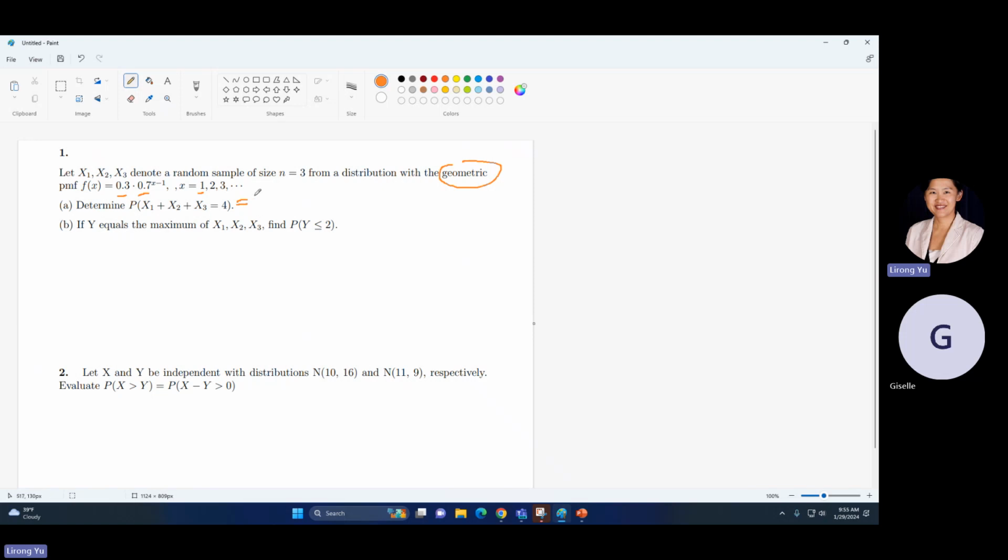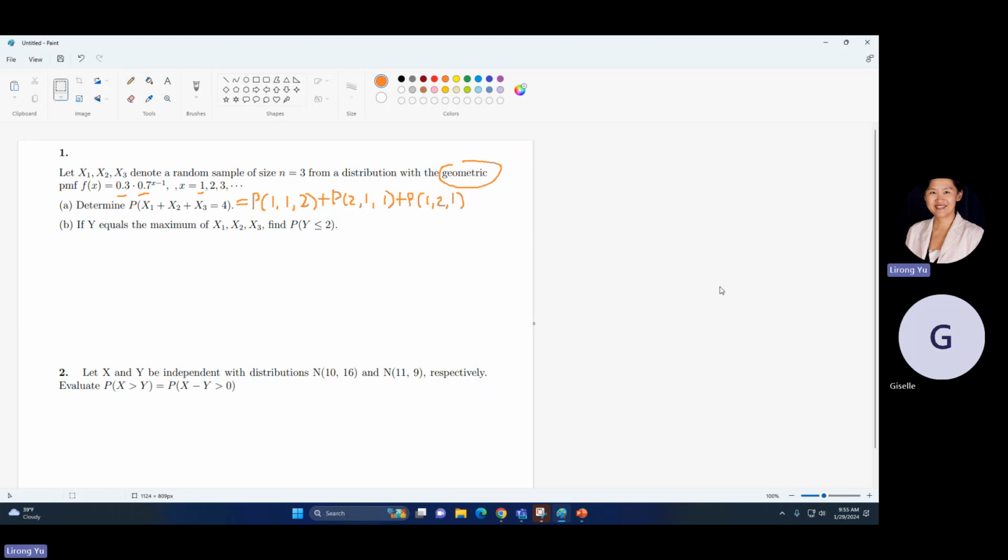And to make a total of 4, there are a couple of scenarios. You can have x1 equal to 1, x2 equal to 1, and x3 equal to 2. Or you can have x1 equal to 2, x2 equal to 1, and x3 equal to 1. Or x1 equal to 1, x2 equal to 2, x3 equal to 1. So these are all the possible scenarios to have a total of 4. There are only 3 scenarios.